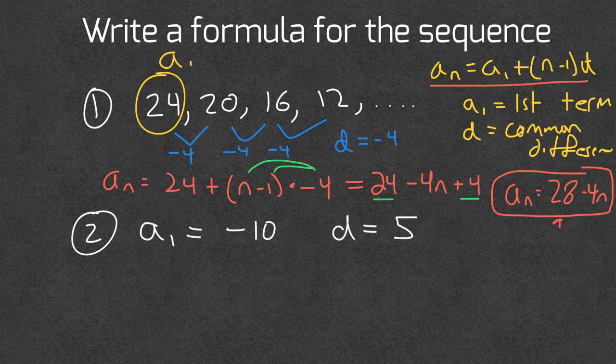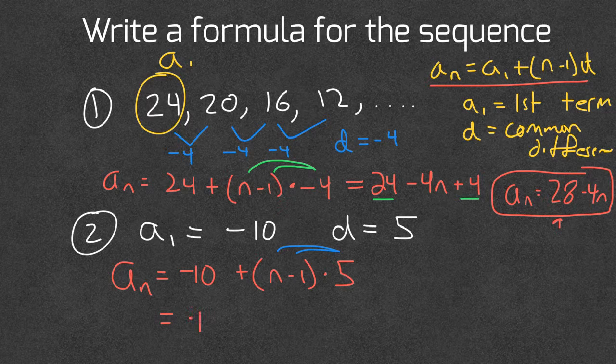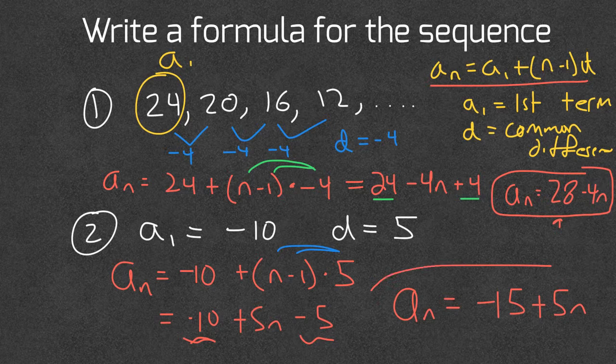Okay. For problem 2, I'm given a1 and d. So instead of having the actual terms, I'm given the first term and the common difference, which means I just plug into the formula. Super easy. So we go a_n equals negative 10 for a1 plus parenthesis n minus 1 times 5 for the common difference. And then we're going to distribute the 5, and we get negative 10 plus 5n minus 5. And those are like terms there, the negative 10 and the negative 5. So our final answer is a_n equals, that's negative 15 plus 5n, or 5n minus 15.